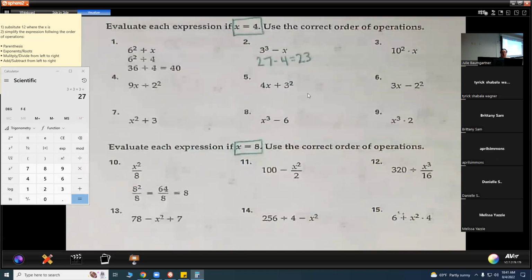So on number 4, it's a multiply sign. Number 4 is 9 times 4, yeah, and then make sure you do your 2 squared and then divide the 2 answers together. Good question.